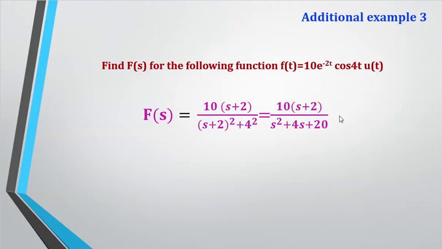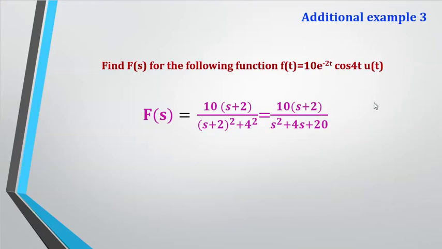I would like to continue regarding the Laplace transform that I was explaining before. If you remember, in the last video I asked you to solve an example, which was this one. If f of t is 10 e to the power of minus 2t cosine of 4t, I had asked you to find the F of s, meaning the Laplace transform of this function.